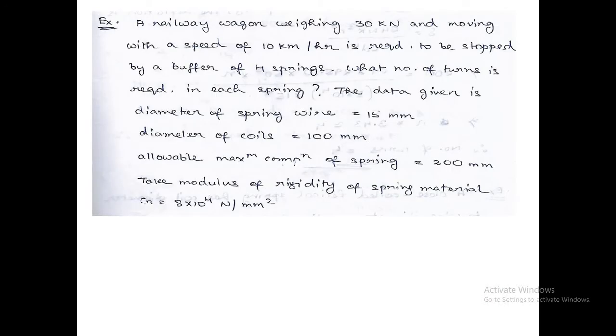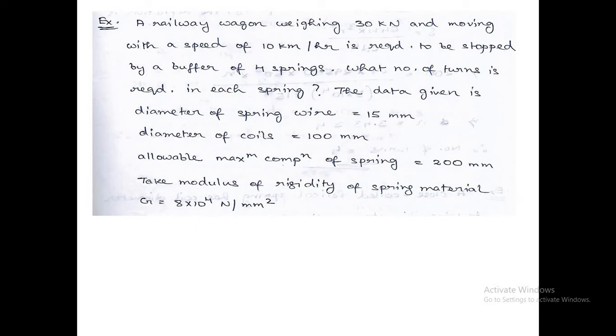So let's solve a problem regarding this. Say for example, a railway wagon weighing 30 kN and moving with a speed of 10 km per hour is required to be stopped by a buffer of 4 springs. What number of turns is required in each spring?